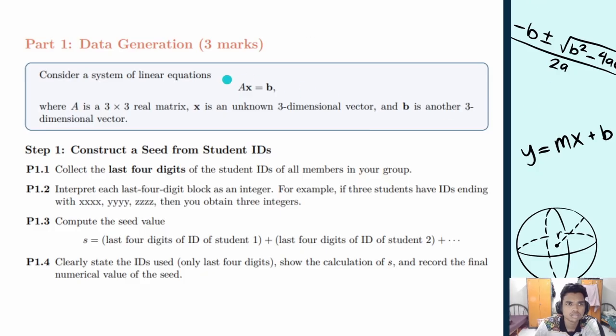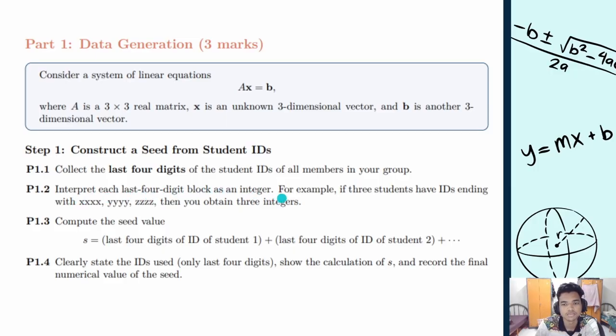So the question is, consider a system of linear equations Ax = b, where A is a 3 by 3 real matrix, x is an unknown 3-dimensional vector, and b is another 3-dimensional vector. The first step I need to do is construct a seed from student ID. Part 1 is to collect the last 4 digits of the student ID of all the members in my group, and then interpret each last 4 digits block as an integer.